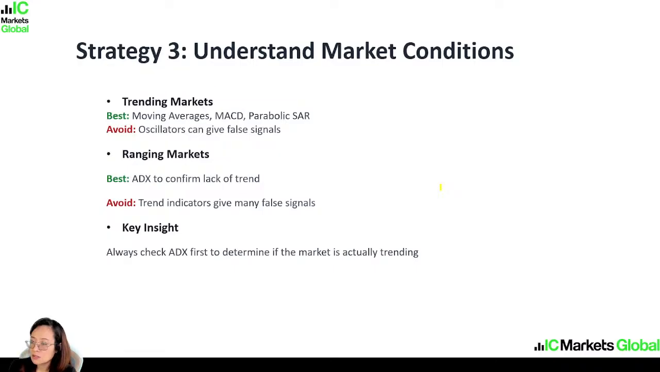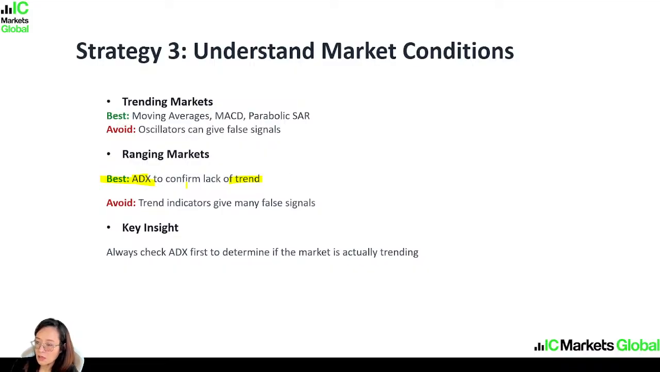All right, so strategy 3: understand the market condition. For a trending market, the best are moving averages, MACD or parabolic SAR. Avoid oscillators; they can be used for signals in a ranging market. I think the best one I'm using is MACD. Currently I'm testing MACD to look for the trend, to confirm the trend. I recommend MACD right now.